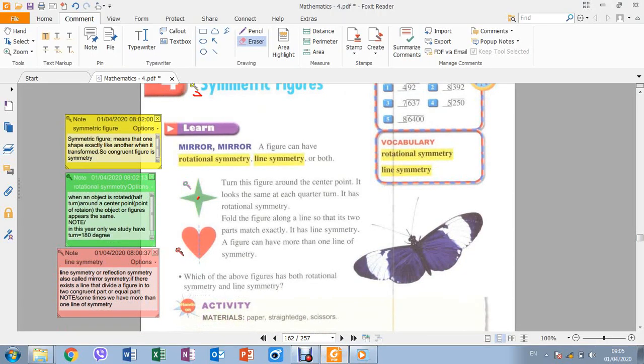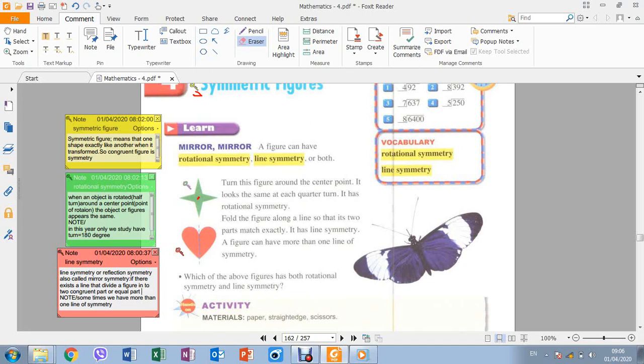Now, the second type of symmetry is called what? Line symmetry. What does line symmetry mean? Line symmetry is also called reflection symmetry or mirror symmetry. Any of those names is correct. All of these mean line symmetry. It is when there exists a line that divides a figure into two congruent parts.